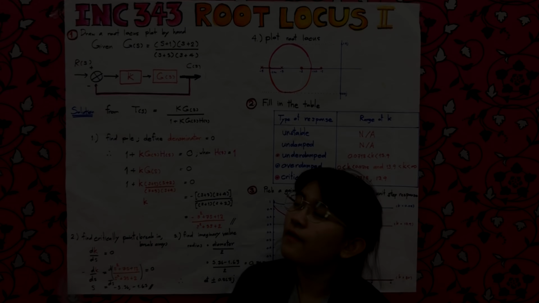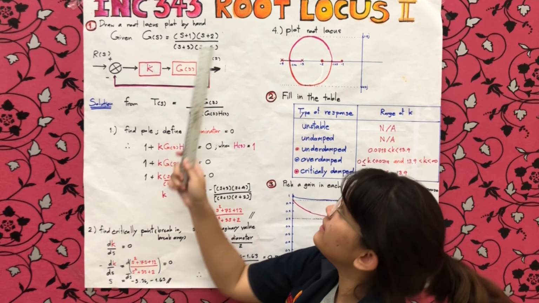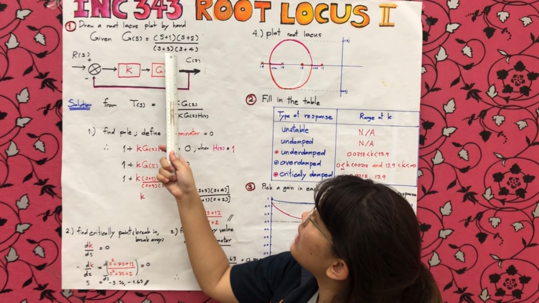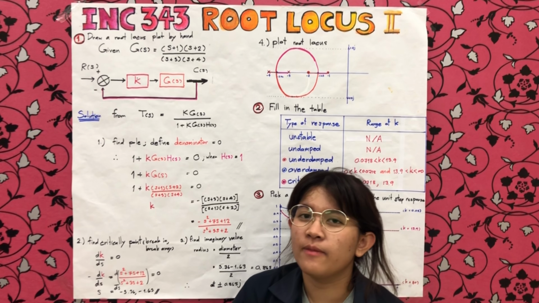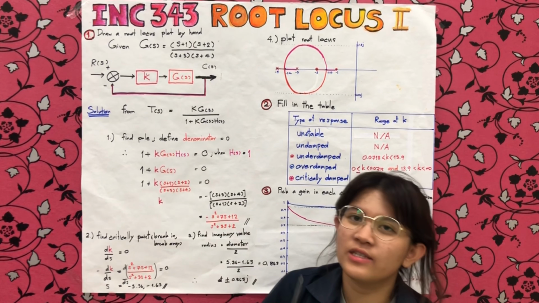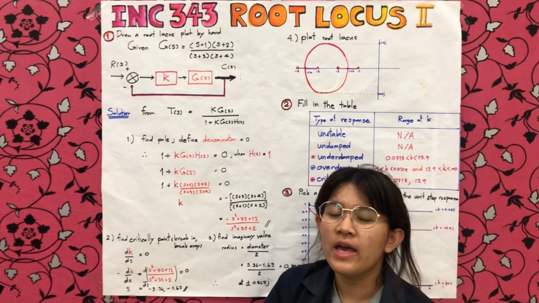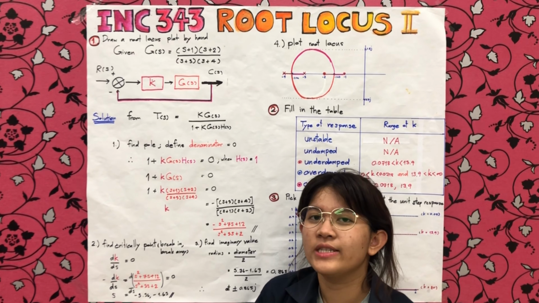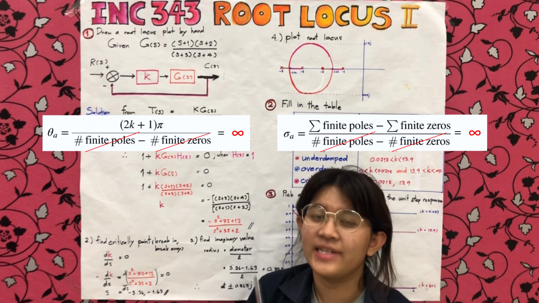Start now. For the first question, we want to find the root locus by hand. This is a transfer function. From the transfer function, you can know the number of poles and zeros. You can find the asymptotes using the equation of asymptote, but you cannot use it here because the number of poles and the number of zeros are equal. If you substitute into the equation of asymptote, you get an infinite value for both the angle and sigma.